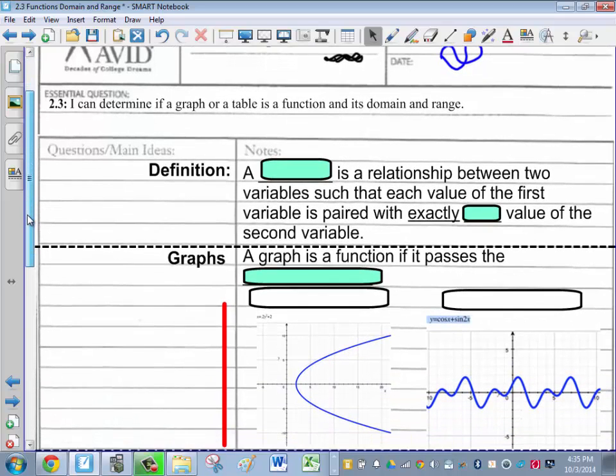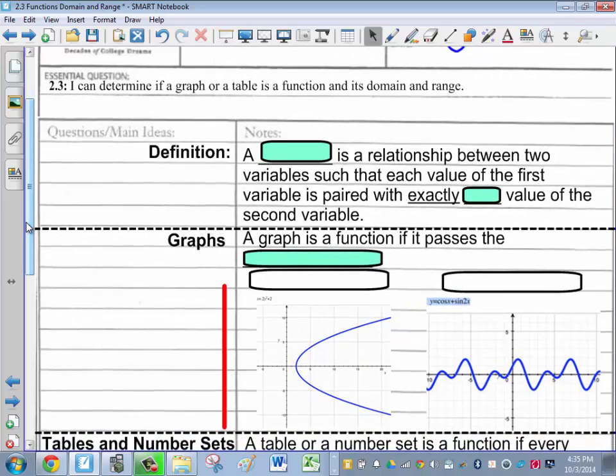So let's just start with a little definition right here. A function is a relationship between two variables, such that each value of the first variable is paired with exactly, and this is the keyword, exactly one value of the second variable. That's what makes a function a function.